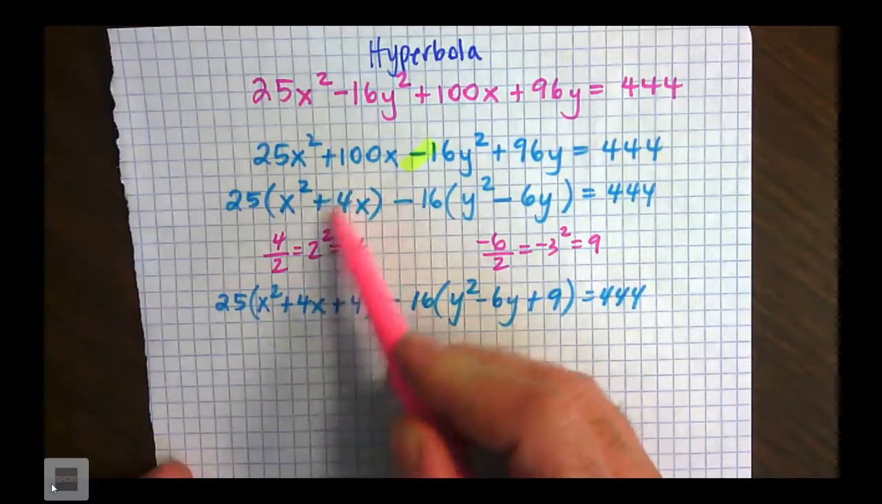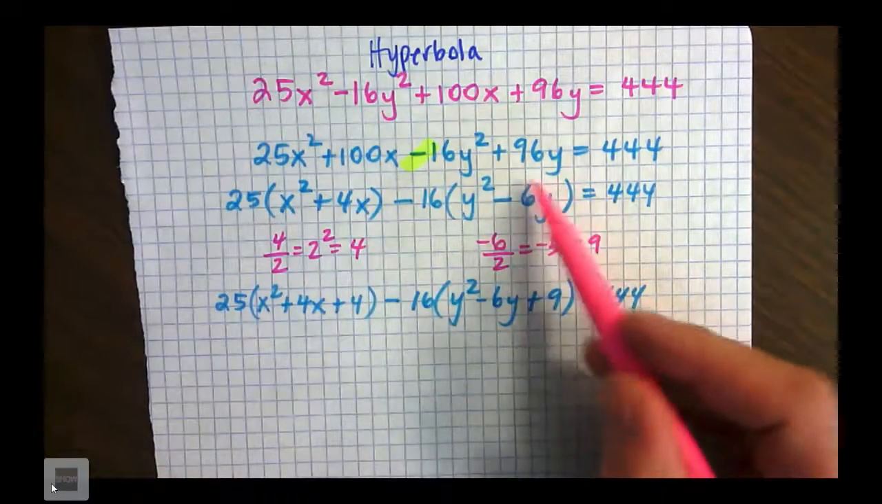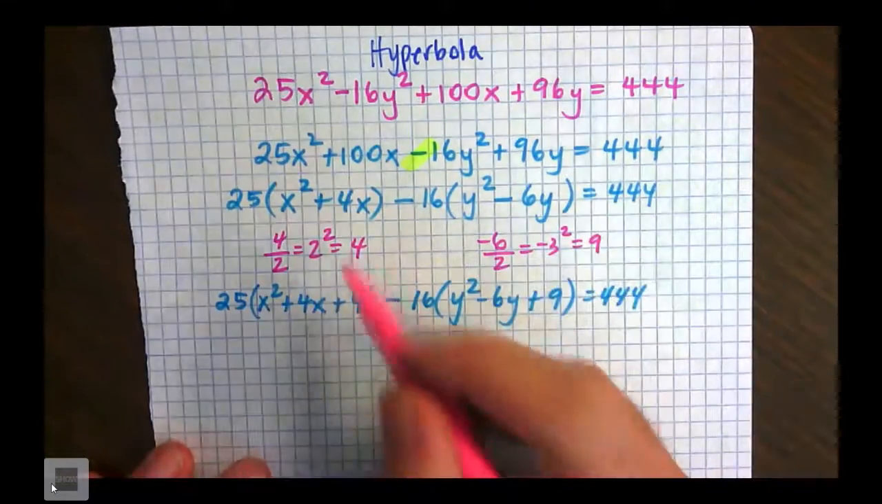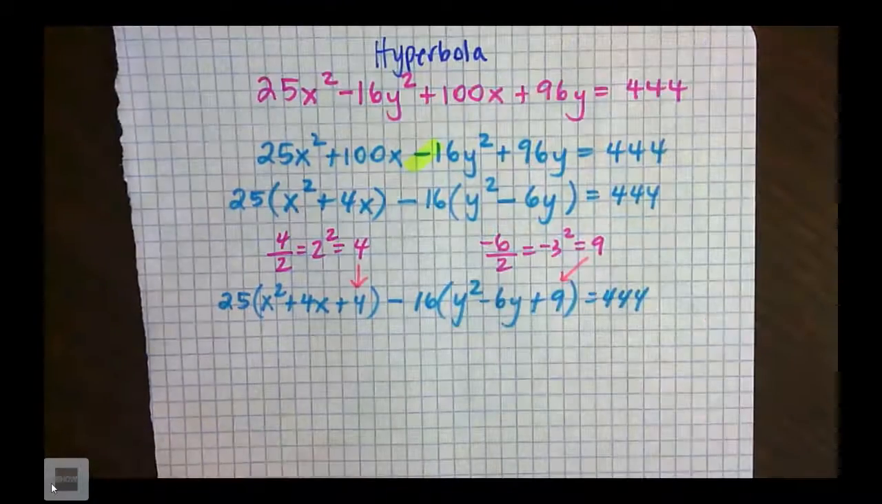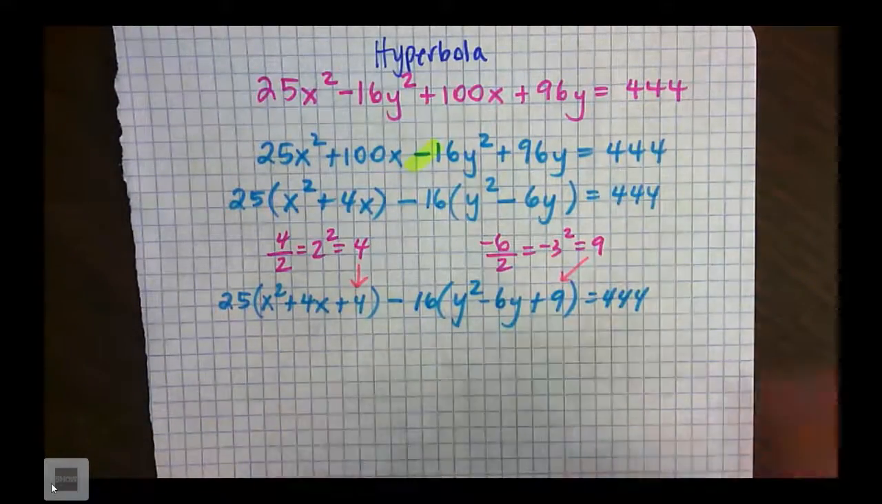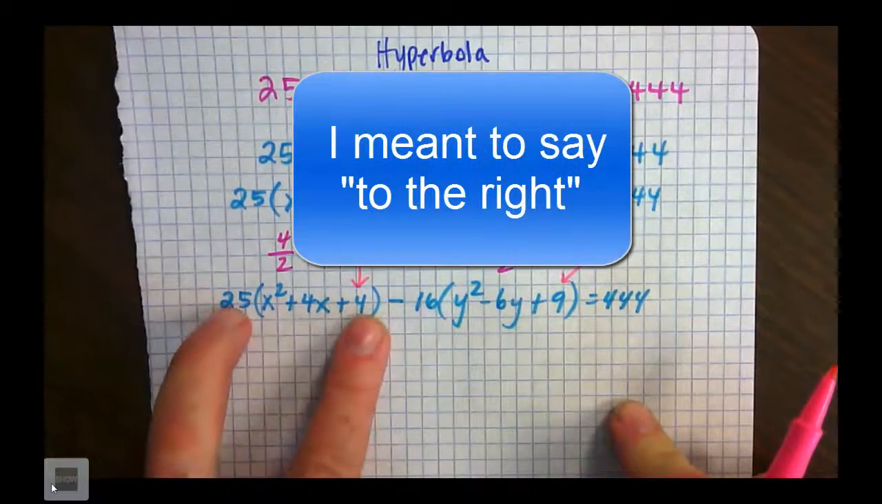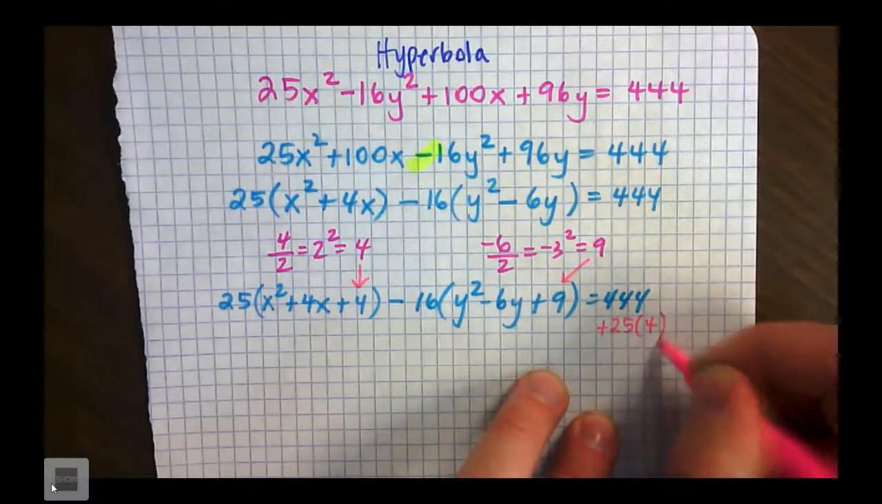I take this 4, divide by 2, I square that result, I get 4. I take this number, negative 6, divide by 2, negative 3 squared, I get 9. And you can see that I'm adding 4 here, I'm adding 9 there. But the question is, what do I do to the other side? Well, I don't just add 4 to the left, I really got to do 25 times 4. So I'm going to add that 25 times 4.